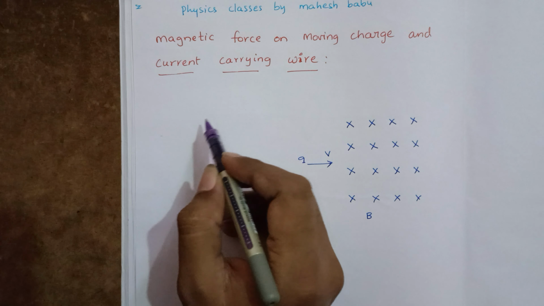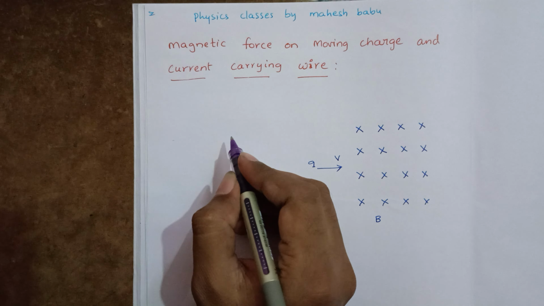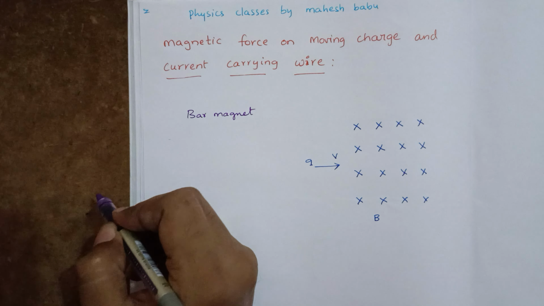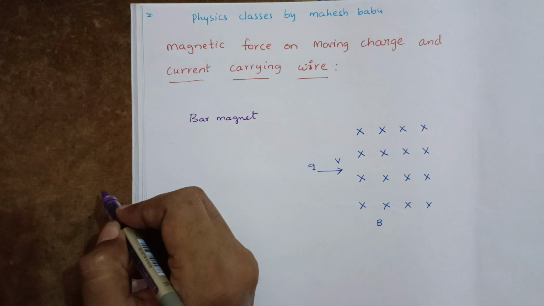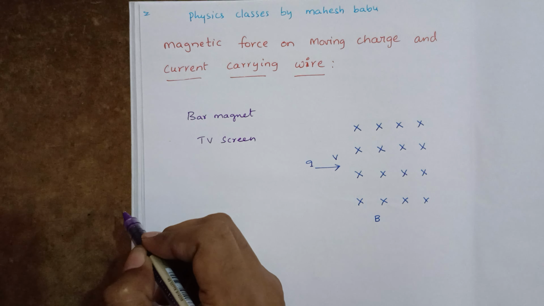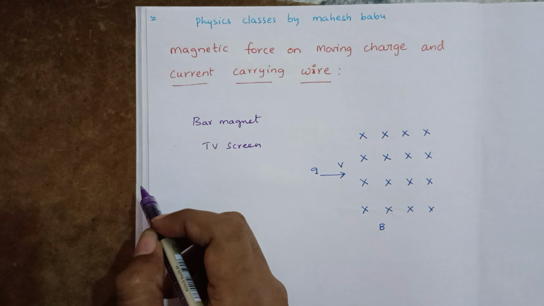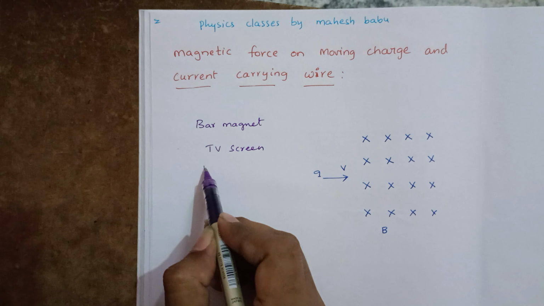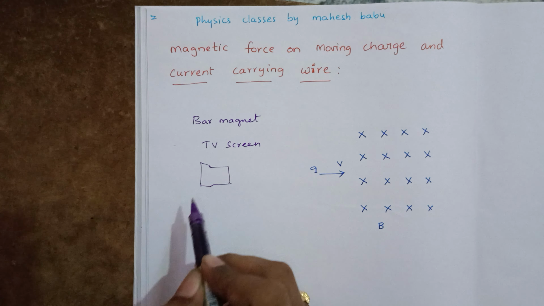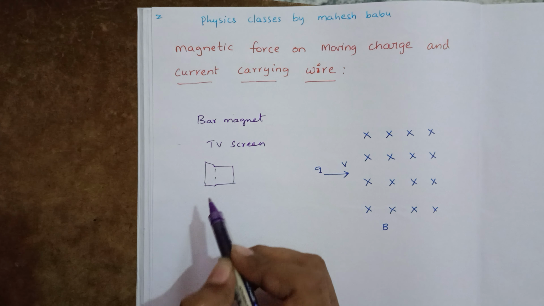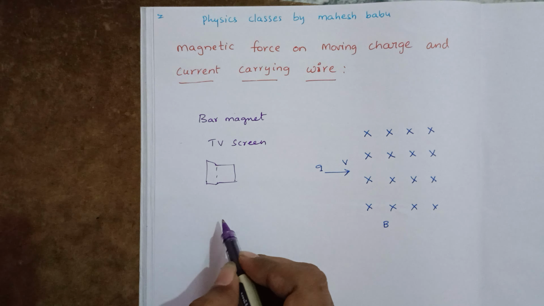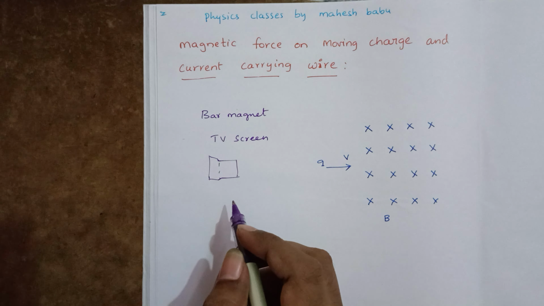Now for example, if you place a bar magnet near a TV screen, not a new one, old CRT TVs, like this, then the picture is distorted, not clear.